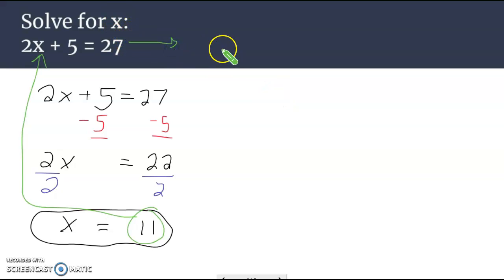And if you can see here, 2 times 11 plus 5 equals 27. 2 times 11 is 22. 22 plus 5 does in fact equal 27. So yes, our solution works.